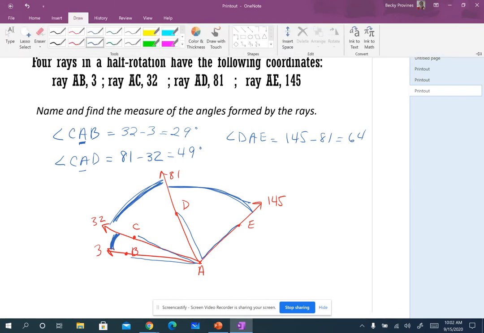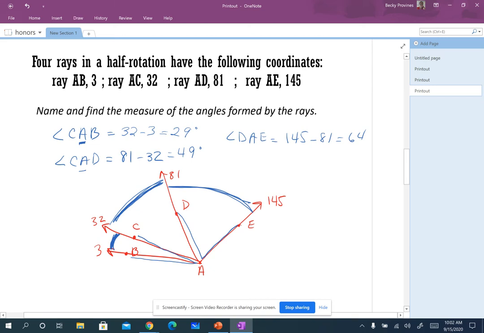Let's look at BAD. Because technically that's an angle. And we could do this a lot with this lesson on this problem. But let's just do one more angle, BAD. So let's use the 2 coordinates, 81 and 3, which is 78.